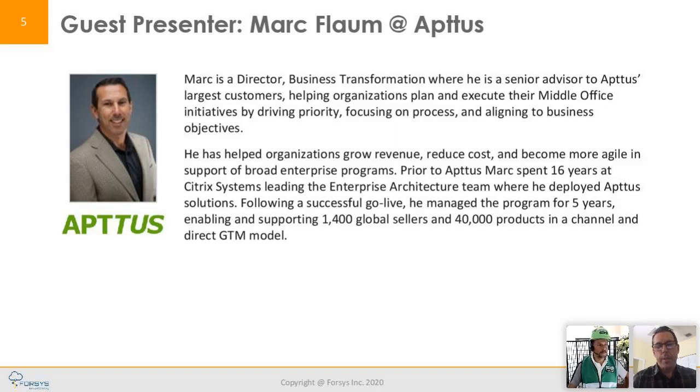Prior to Aptys, I was a customer. I worked at Citrix Systems for about 16 years. The last 5.5 of those years, I was responsible for implementing CLM as well as CPQ at Citrix. Then I managed the CPQ practice there for 5+ years. 40,000 products, 1,500 salespeople, really from a new product as well as a renewal side. So a lot of experience in the trenches as well as with our customers.